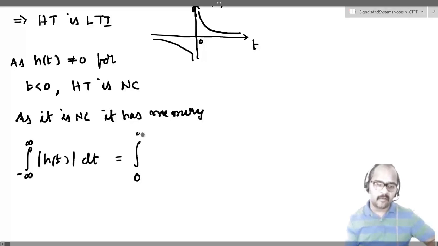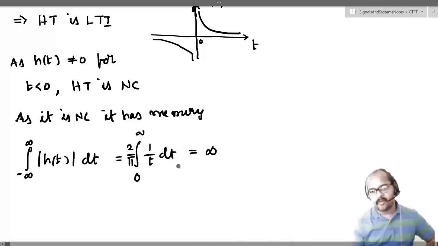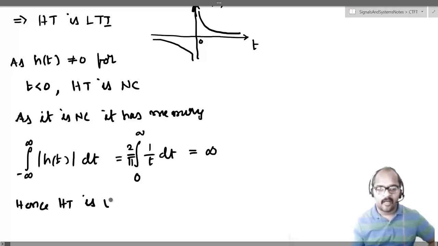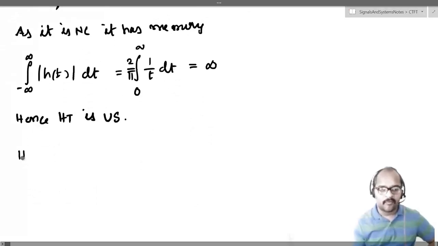You will get the integral from 0 to infinity. I'm just simplifying this. You will get 2 by pi times 1 by t dt. You can easily see that this is equal to infinity. Because this is infinite, we say that the Hilbert transformer is unstable. So what is the Hilbert transformer? We'll combine all of them. The Hilbert transformer is a linear, time invariant, non-causal, not memoryless, and unstable system.